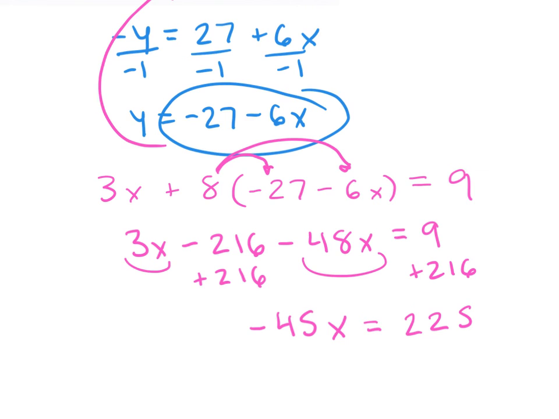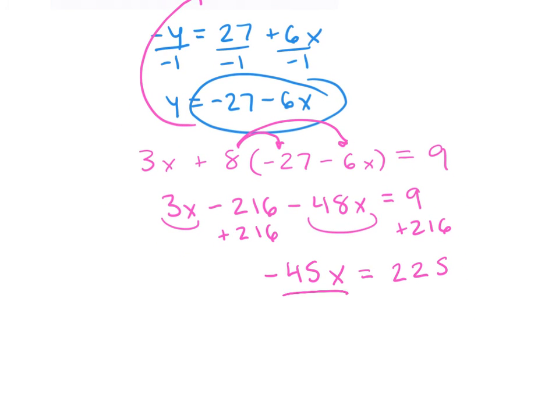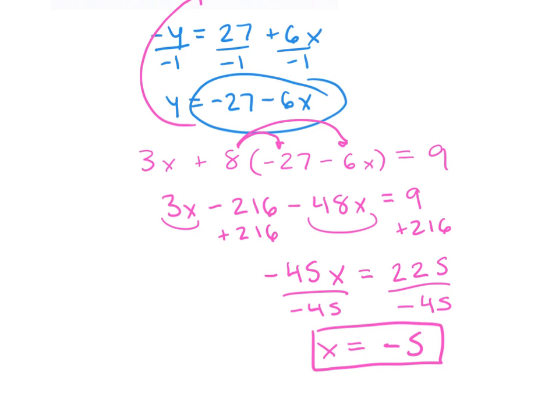And then how do we solve for x? Divide both sides by negative 45. So x is equal to what? Negative 5. Are you sure? Yeah. I'm a genius. Negative 5. I'm so smart. I didn't even do anything. You are so smart. So x is equal to negative 5.